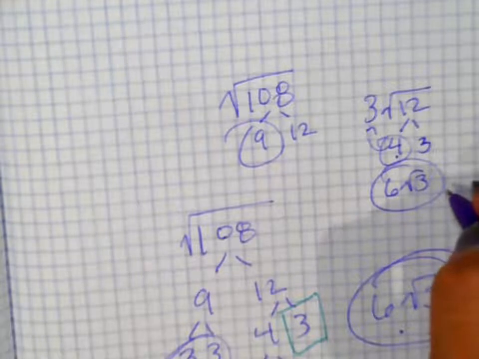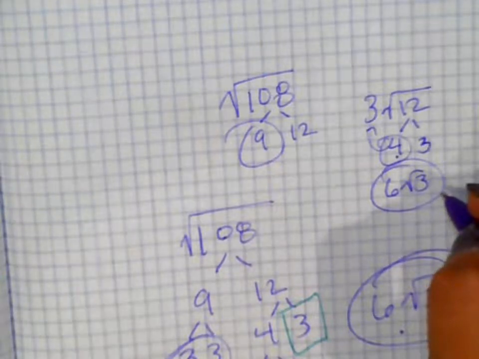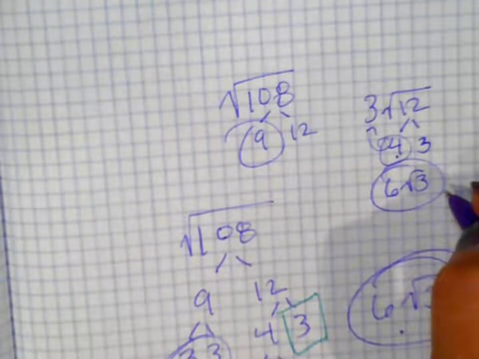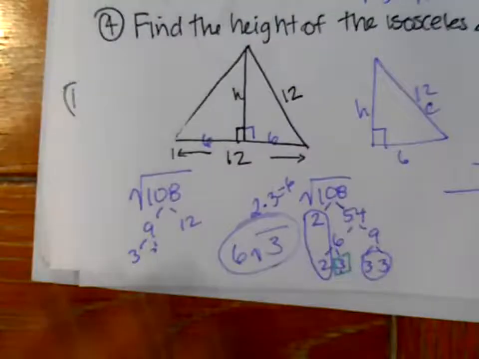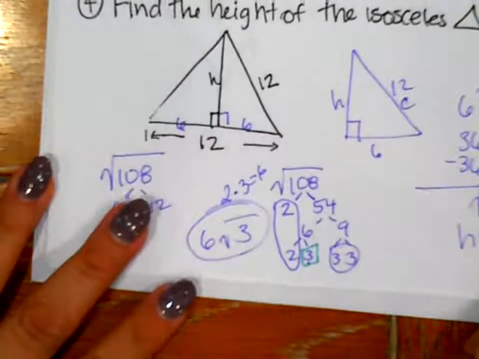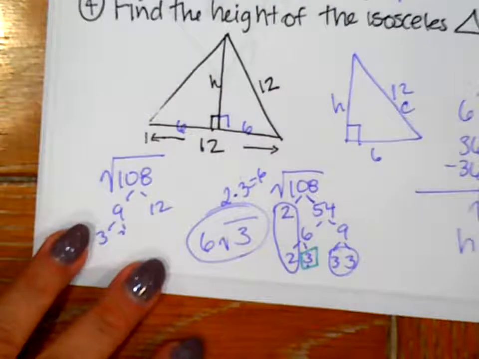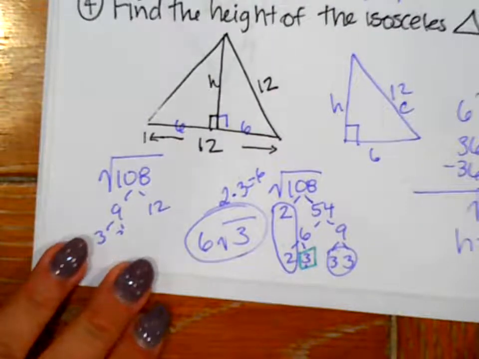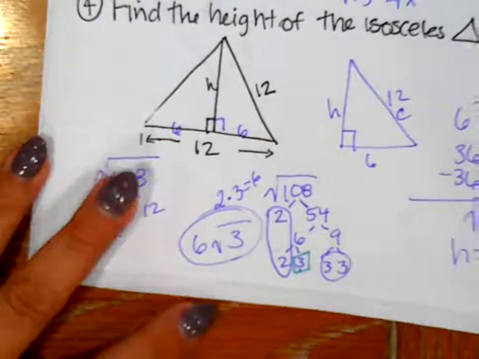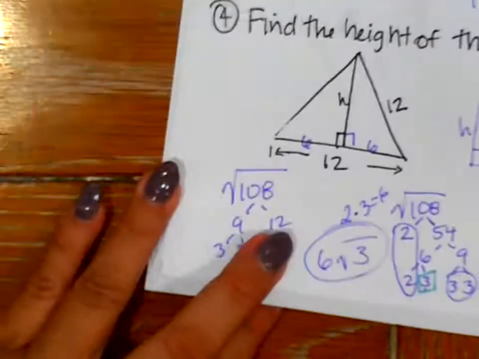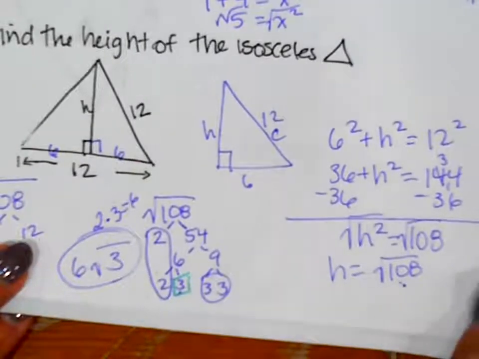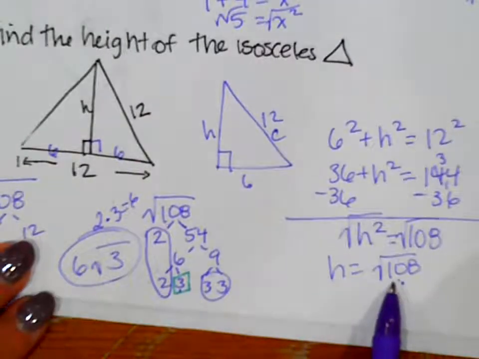All right. How did I break down 108? Is that what you want to know? All right, let's go back to the original problem, which was this. I just moved it to another sheet of paper because I needed to take the square root of 108 right here, and I ran out of room.